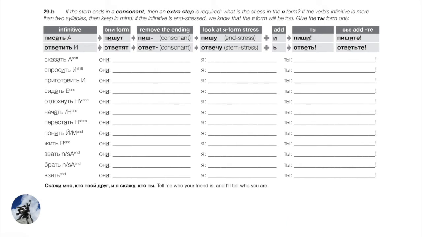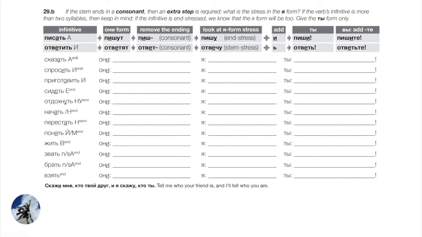Next one, перестать. Okay, now here's one where the infinitive isn't that helpful, right? Just simply looking at it, you've got the stress pattern marked here. It's going to be stem stressed. So again, for certain types, you will have to think ultimately about the ya form. The infinitive itself won't really help you. So despite the fact that this infinitive is stressed on the final syllable, this verb is stem stressed throughout.